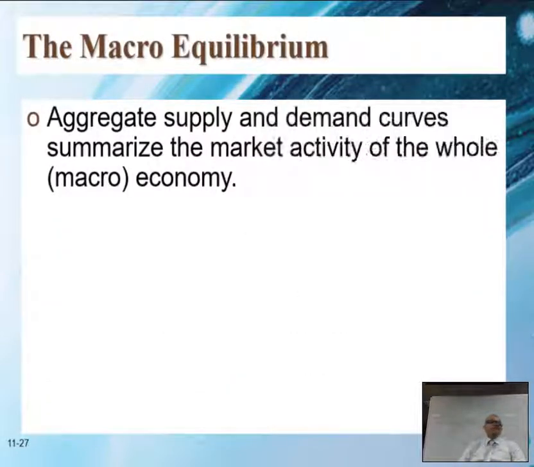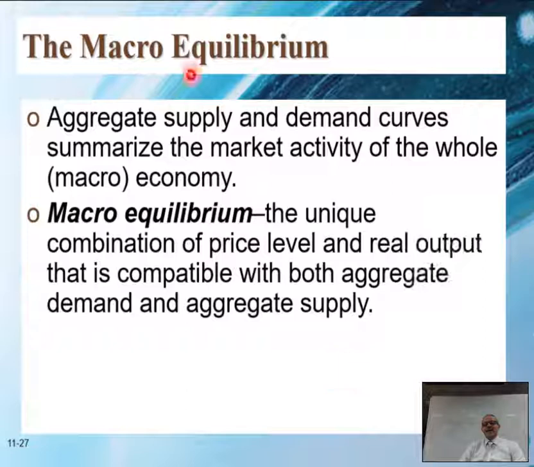So the macro equilibrium, what's the macro equilibrium? It's very similar to the equilibrium we saw in the previous chapters. That's when aggregate supply and demand curves summarize the market activities of the whole macro economy. Macro equilibrium is the unique combination of price level and real output that is compatible with both aggregate supply and aggregate demand. So once they meet, here is the price level and this is the output. The economy is in equilibrium as a whole.